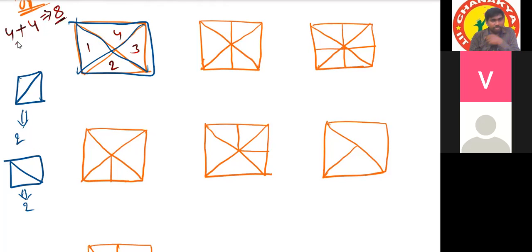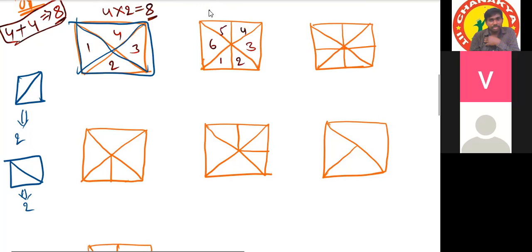So instead of doing all these things, directly we can say how many numbers are there? 1, 2, 3, 4, right? Simply 4 2s are 8. So the number of individual triangles into 2. 1, 2, 3, 4, 5, and then 6. So here the triangles will be 6 2s are 12. Tell me in this diagram.